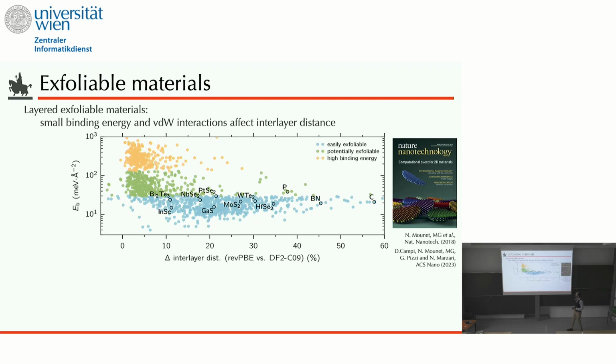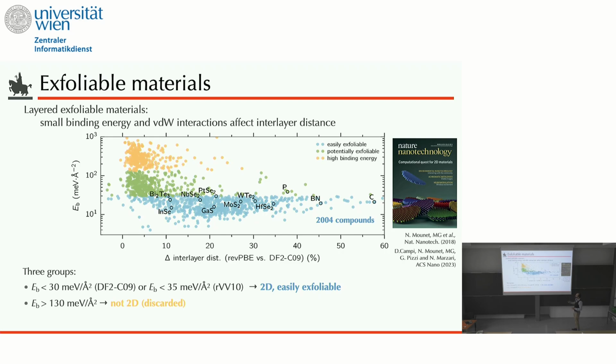So out of the calculation we did, as I said, starting from roughly 100,000 materials, we wanted to somehow group these structures, and we decided to divide them into three groups. The ones that, like graphene, have a small binding energy, and the structure is really held together by van der Waals interactions, we call the easily exfoliable. Then we have a group of these yellow, orangish materials where the binding energy is very large. This could still be potentially interesting, but we decided to discard them.